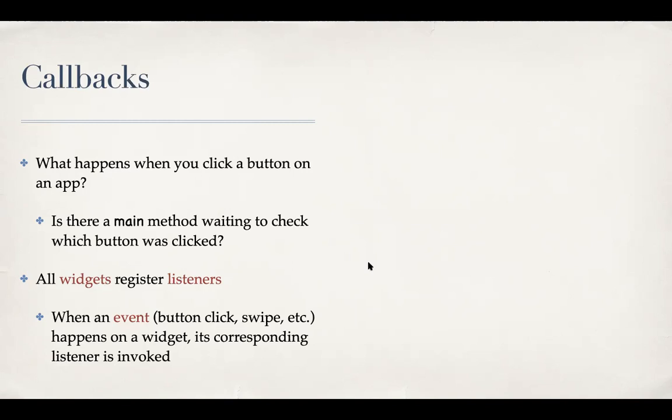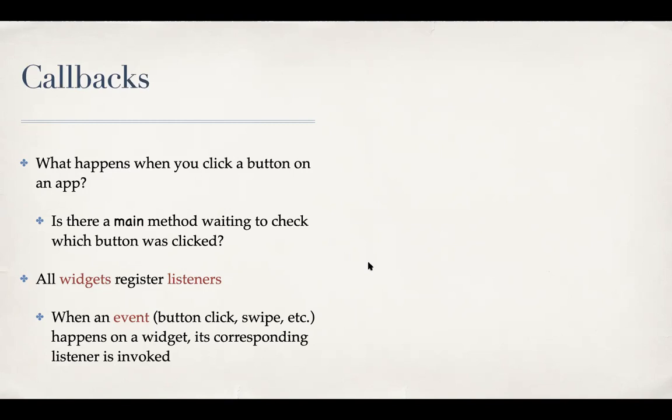There is no sequential execution. You cannot force the user to click a 0 after a 1 every time. So the user can click any of these buttons. So how does it work? It works by implementing what's called the observer pattern. So all the widgets, those elements of the view which can interact with the users, register what's called listeners.